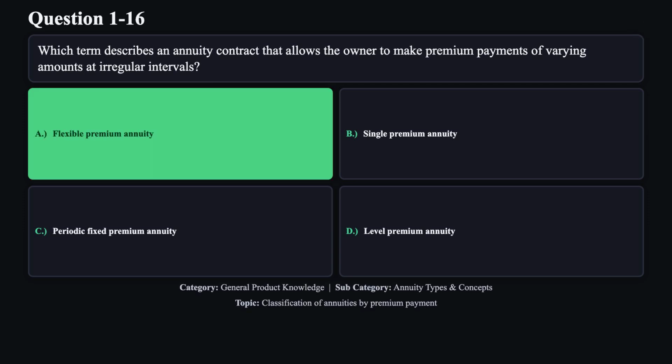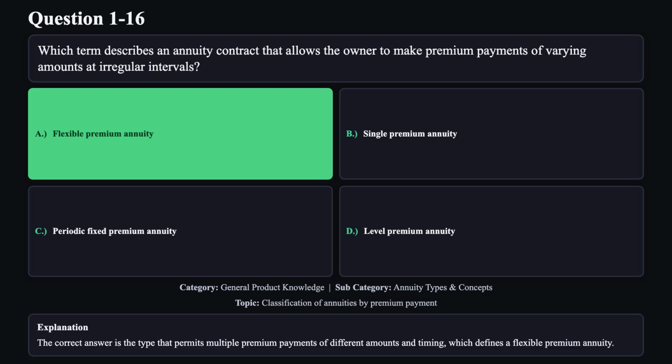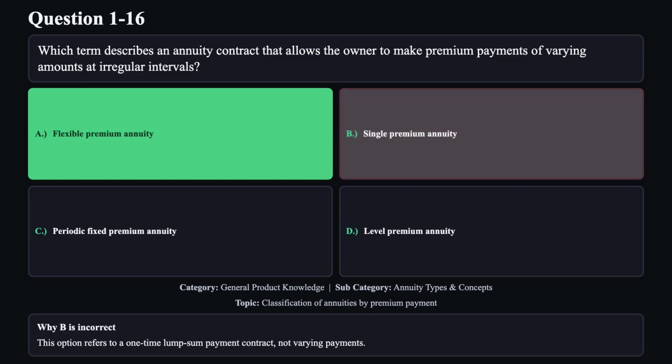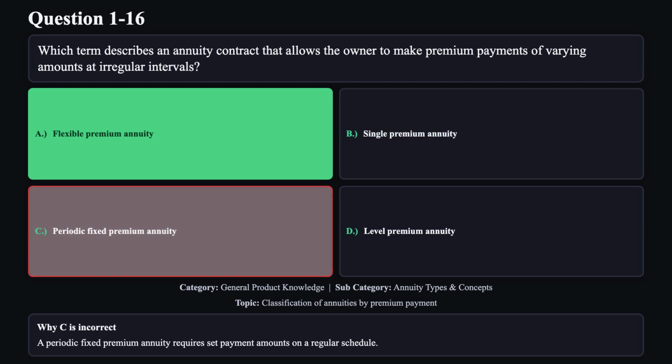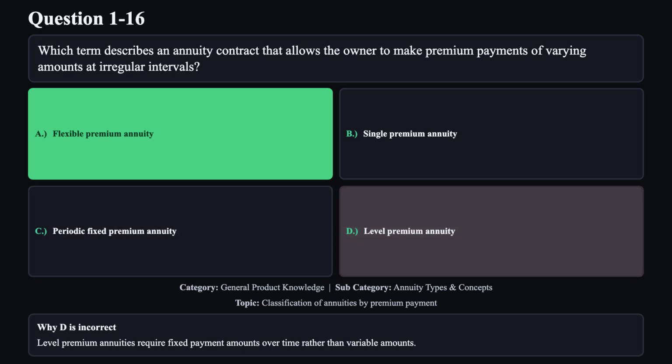The correct answer is A. The correct answer is the type that permits multiple premium payments of different amounts and timing, which defines a flexible premium annuity. Reason B is not correct. This option refers to a one-time lump sum payment contract, not varying payments. Reason C is not correct. A periodic fixed premium annuity requires set payment amounts on a regular schedule. Reason D is not correct. Level premium annuities require fixed payment amounts over time rather than variable amounts.